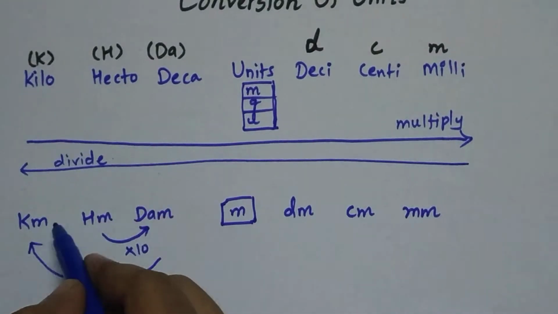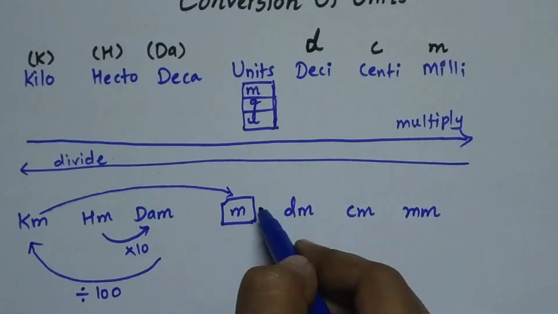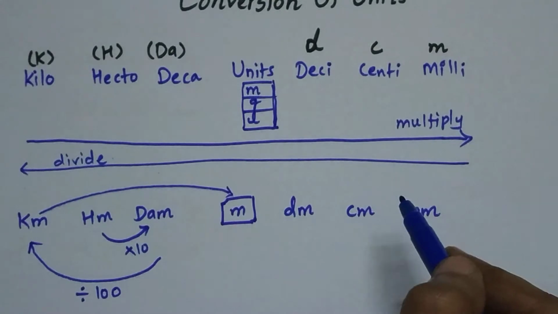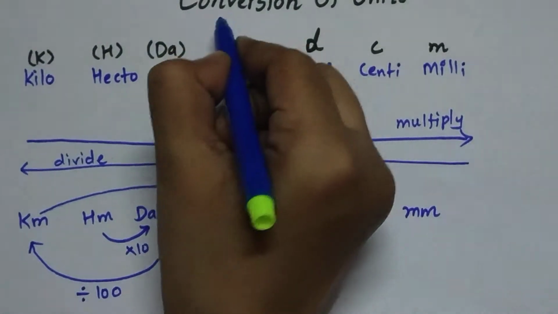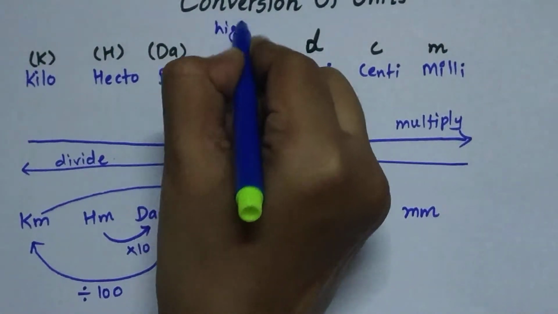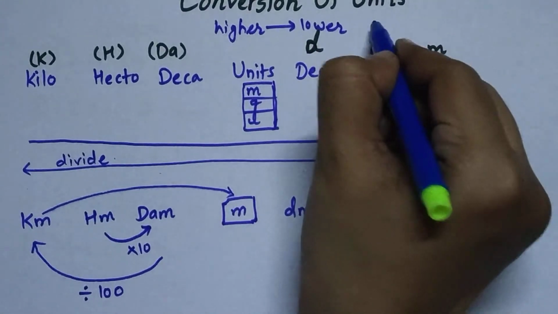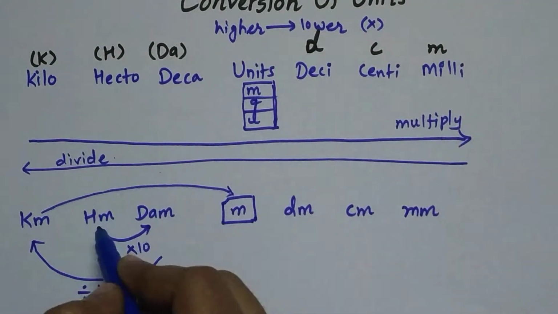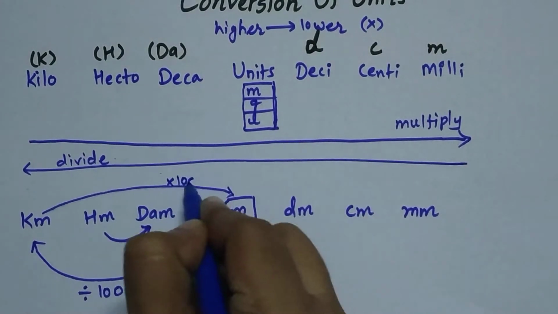In the same way, suppose I want to go from kilometer to meter. Kilometer to meter I am going, means I am going to the right hand side. When I go to the right hand side, I will multiply, higher to lower. Remember in mind, higher to lower, you need to multiply. So we'll multiply from higher to lower, depending upon the number of jumps. Here I am going to take 1, 2 and 3. So I will multiply by 1000.